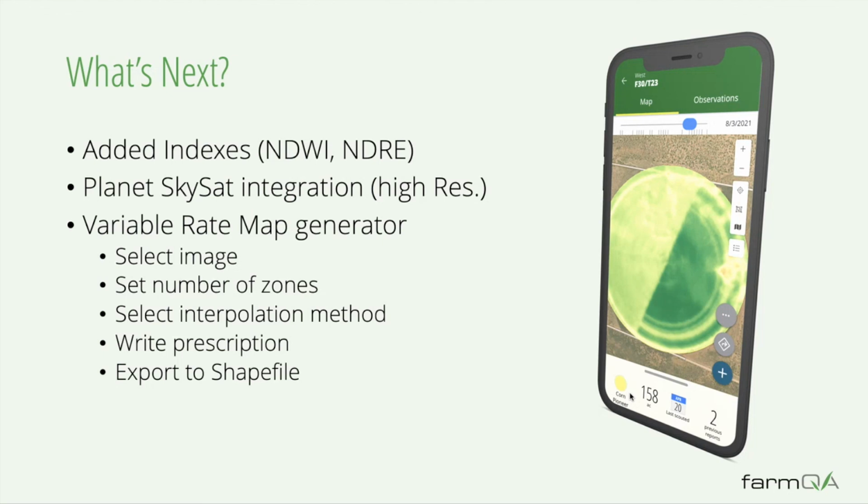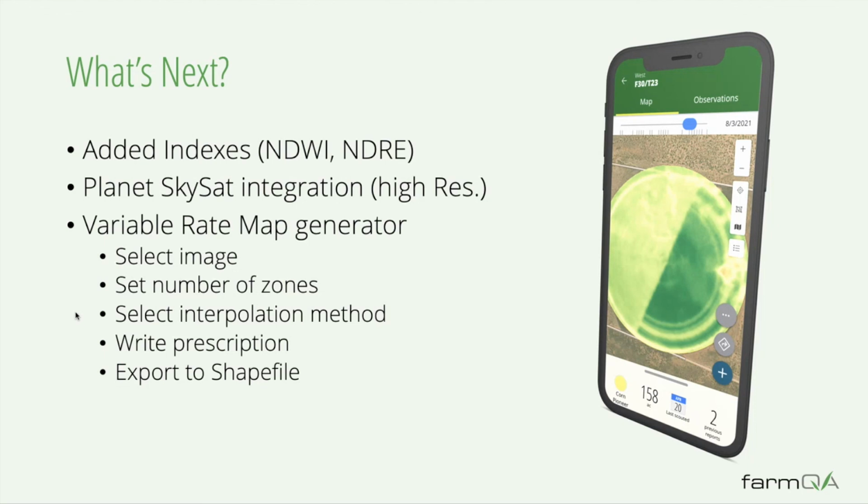The high resolution of the half meter through tasking, that's a work in progress. And we're thinking through how we build out those tasking interfaces to allow somebody to say, I want X number of images on these fields, on these dates. Then, coming very soon, probably the most recent of these updates, would be the variable rate map generator. The use case there would be you select a Planet image, you tell us the number of zones you want to create, you select an interpolation method, that will then generate the zones, and you can write a prescription based on that.